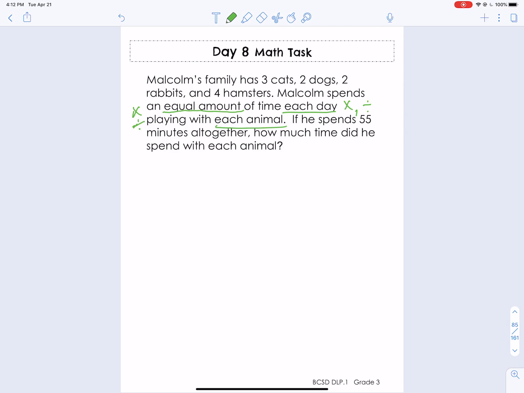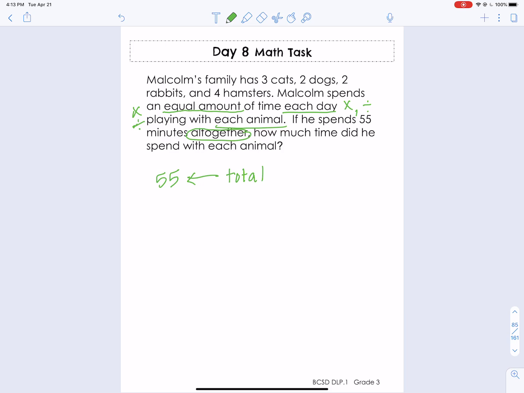If he spends 55 minutes altogether, how much time did he spend with each animal? Okay, here I've been given a total. I hear that he spends 55 minutes altogether. That's my total. And they're wanting us to find how much time he spends with each animal. Remember, he's got cats, he's got dogs, he's got rabbits, he's got hamsters.